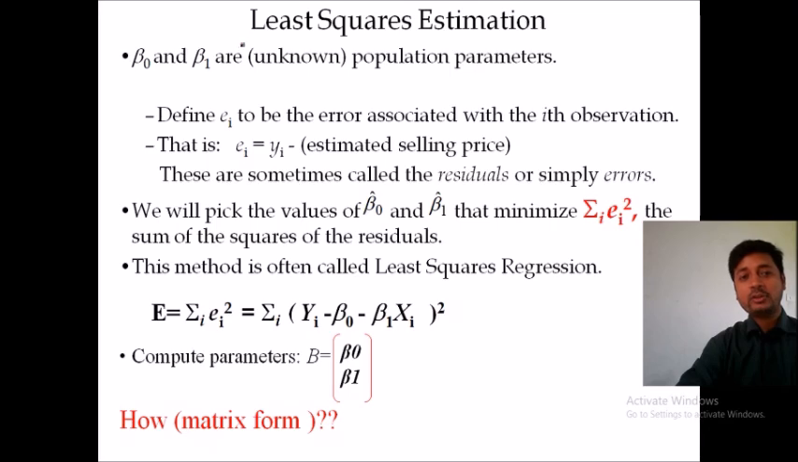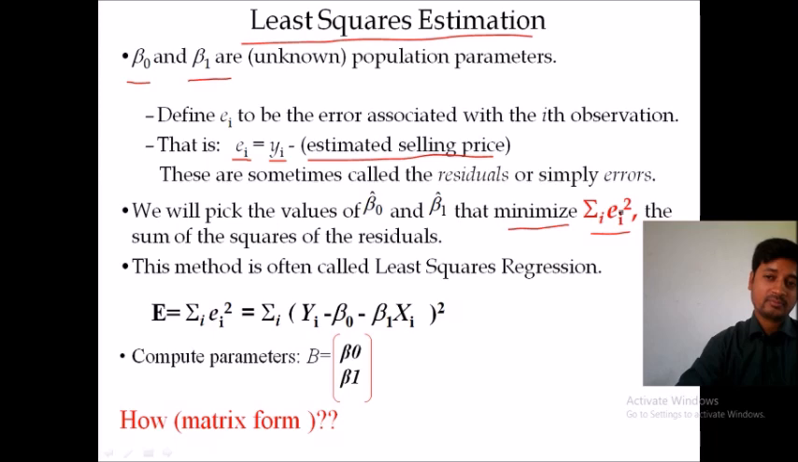So finally we are going to compute the parameters, the intercept and the slope, using least square estimation. That is, first we compute the error between each y, actual y minus estimated y, and take the square sum of this error. So we have to minimize the square sum of total error.